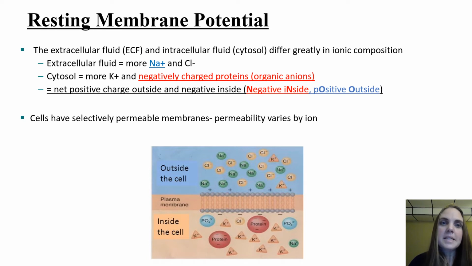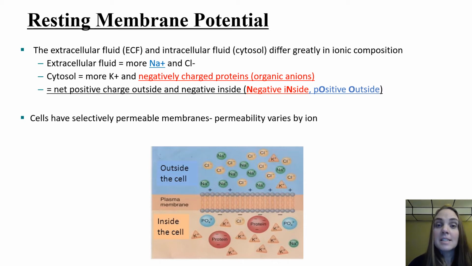So more about resting membrane potential. The fluid inside and outside of our cell differ in ionic composition. We mentioned this before. In the extracellular fluid outside our cell, we have a higher concentration of those positive charged sodium ions and negative charged chloride ions. And then inside the cytosol, we have a high concentration of positive charged potassium ions, and then lots of those negative charged proteins, also called organic anions. So overall, we end up with that net negative charge inside and net positive charge outside the cell.